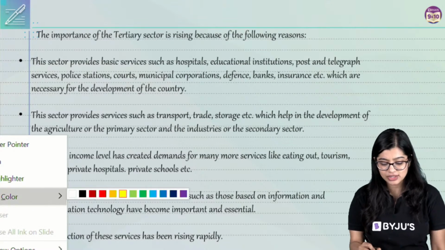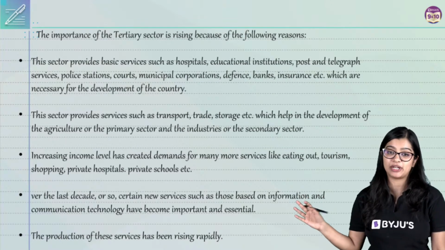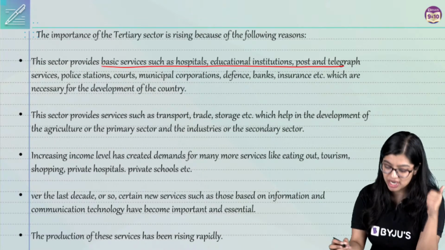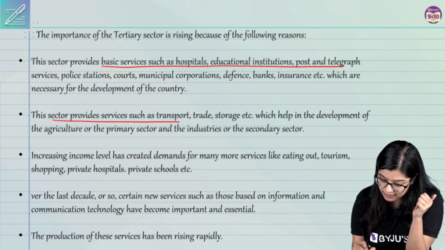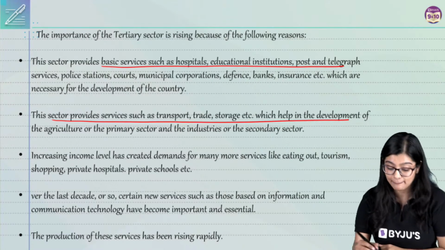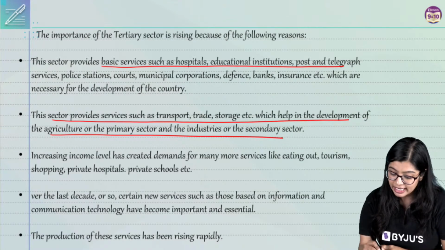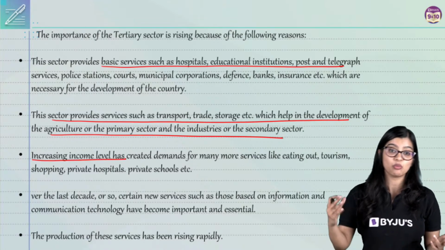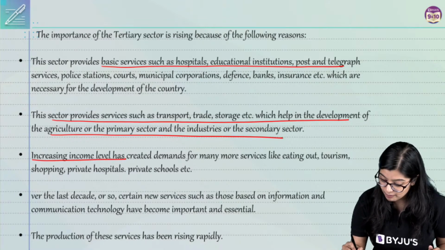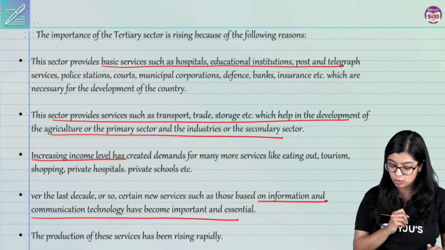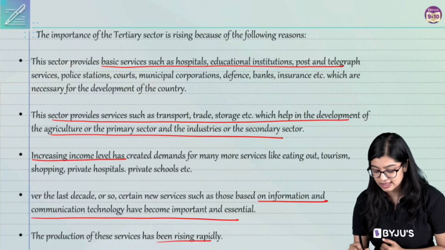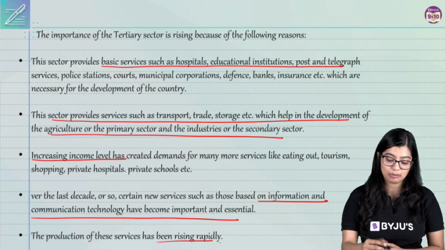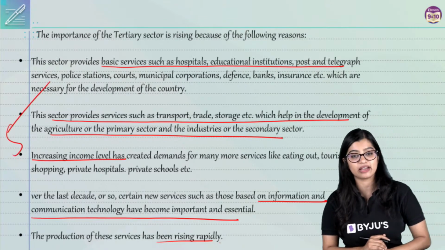So again, if you're getting this for 5 marks, I have 5 points mentioned here. The sector provides basic services which are necessary. They provide services like transport, which is necessary for the development of the primary and secondary sectors. Increasing income levels means more people are going out, more people are watching movies, more services. Over the past period, information technology has boomed, and production of services has been rising rapidly. If you get it for 3 marks, you can write any 3 points. For 5 marks, you can write all 5.